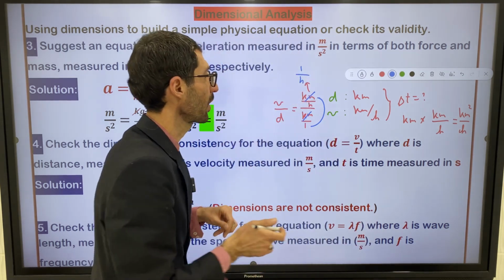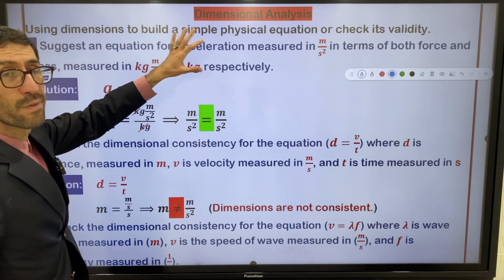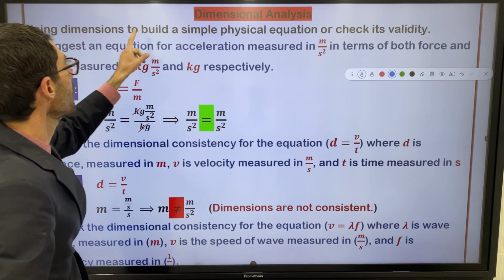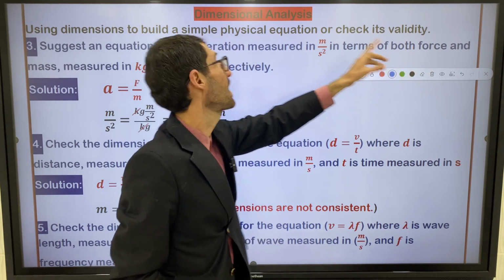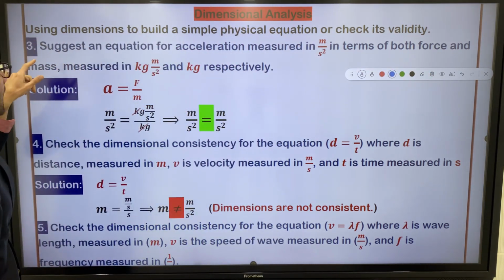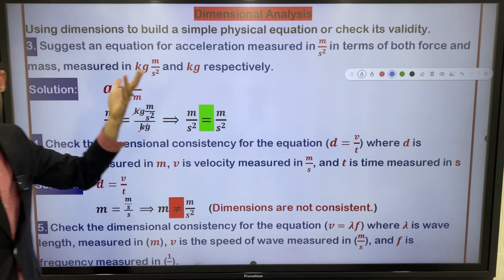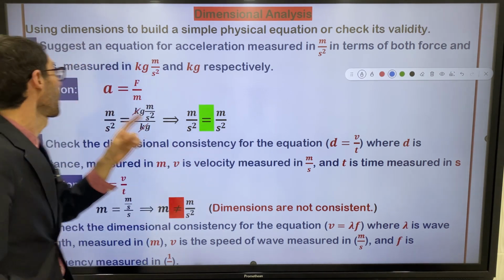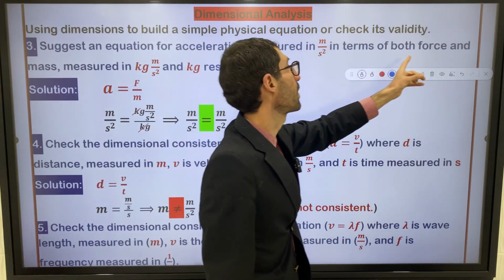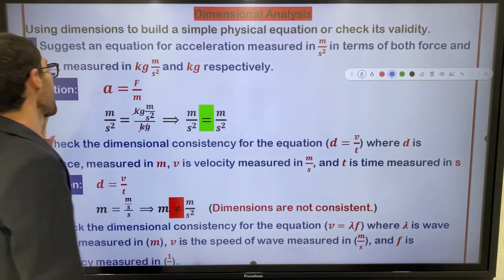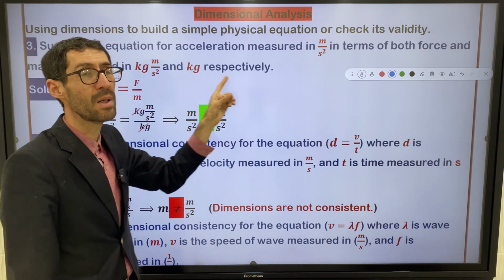Let's read the definition for you. It says, using the dimensions to build a simple physical equation or check its validity. What's this? This is dimensional analysis. We have a question here, this third question, which complements the previous questions. Suggest an equation for acceleration measured in meter per second square in terms of both force and mass, measured in kilogram meter per second square and kilogram respectively.